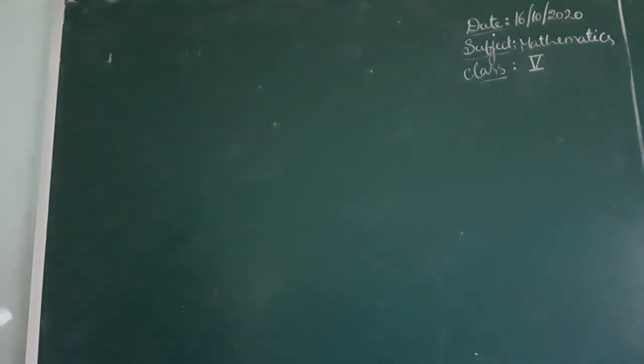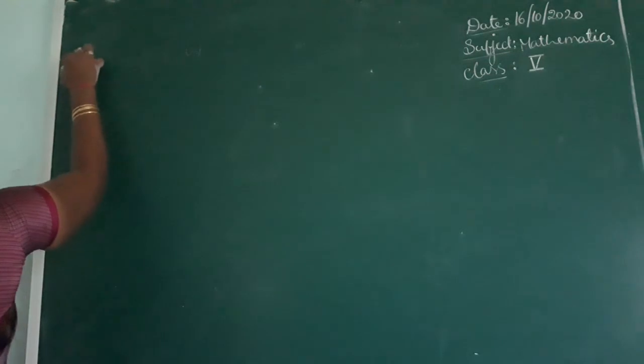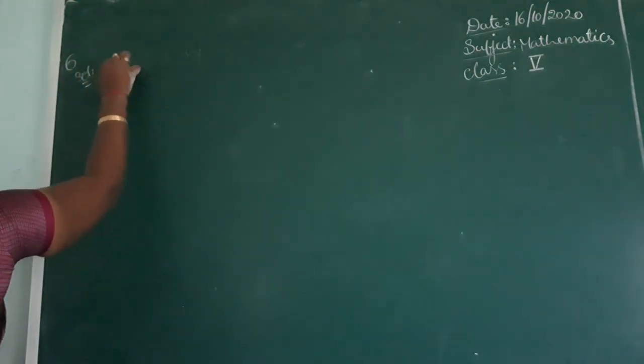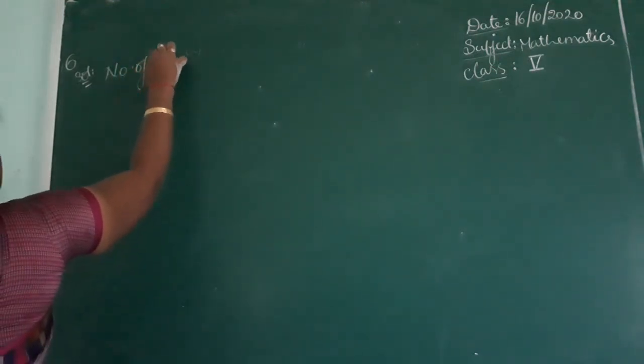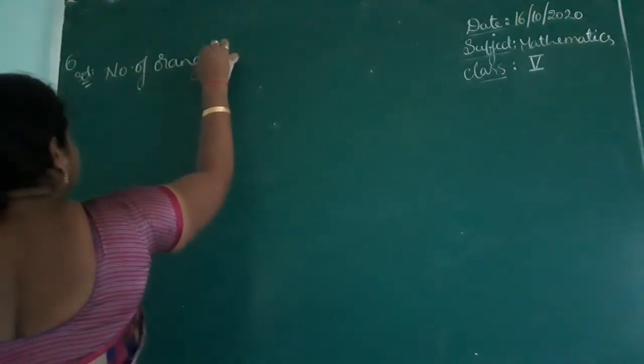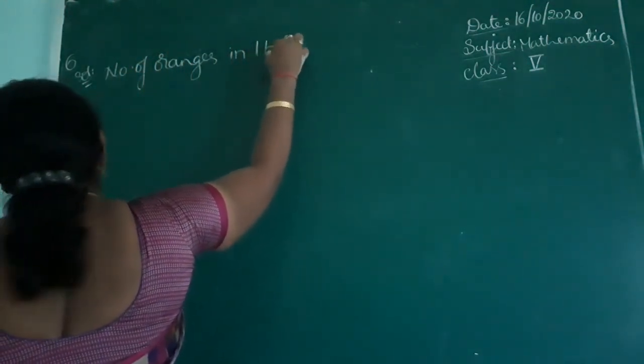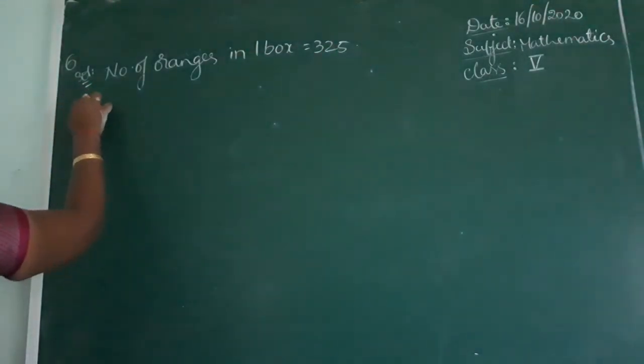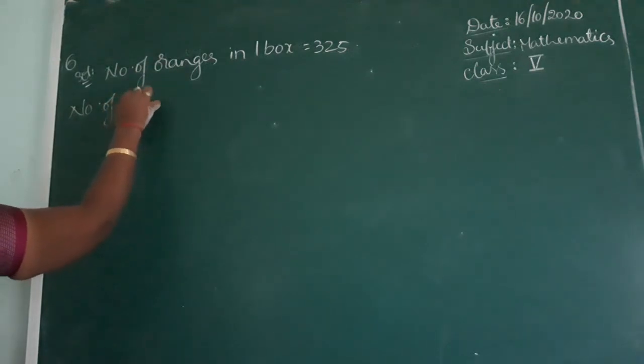Normal division only. Okay. First you should write the number of oranges in one box. Now I am not writing the question, children. I am writing only the solution regarding the question. The number of oranges in one box is known, that is 325. So here they are asking how many boxes are required.